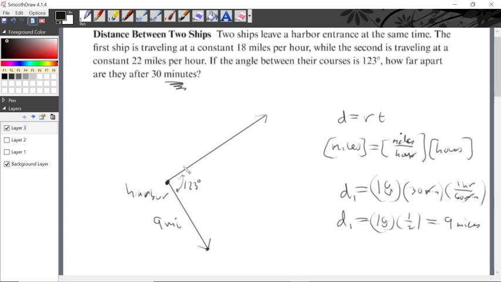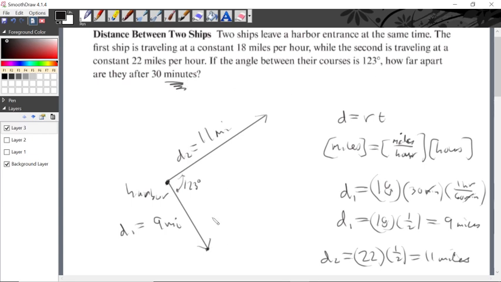The distance up here, D2, is found by taking the 22 miles per hour and multiplying that by a half of an hour. That means that the other ship went 11 miles. This is D1 down here. We're asked, after that 30 minutes of time has passed, how far apart are the ships?